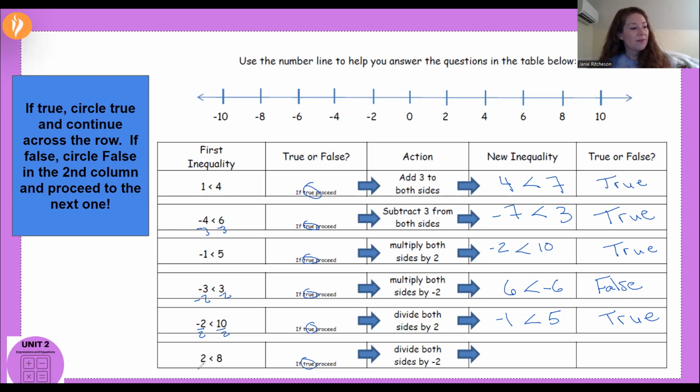That is true. Divide both sides by -2. 2 divided by -2 is -1. 8 divided by -2 is -4. And so now, is this a true statement? It is not. -4 is not less than -4. It's equal to.